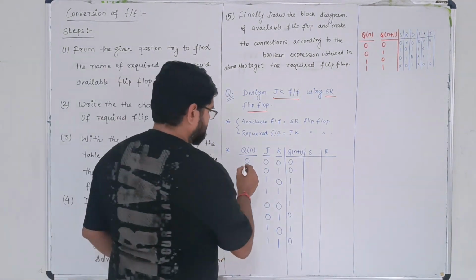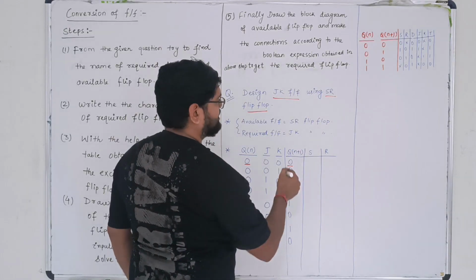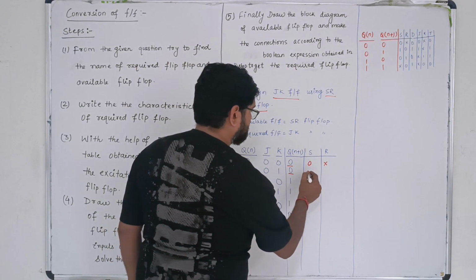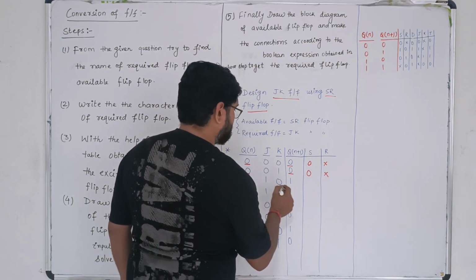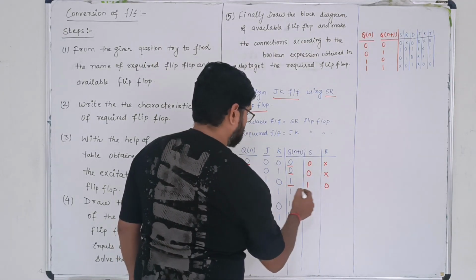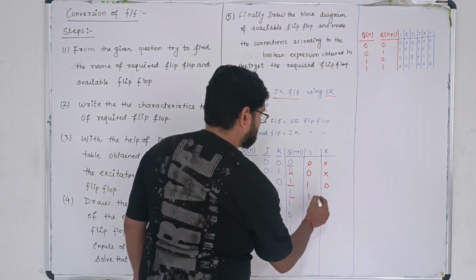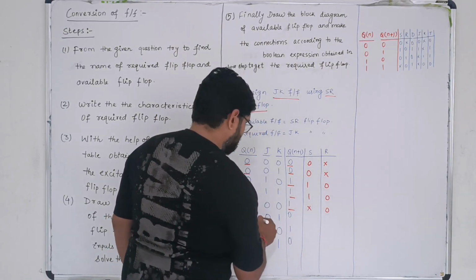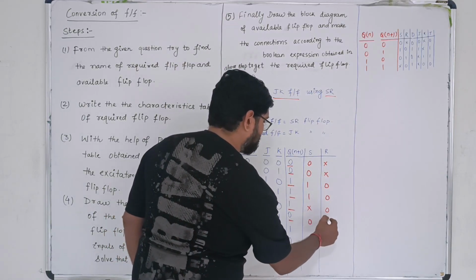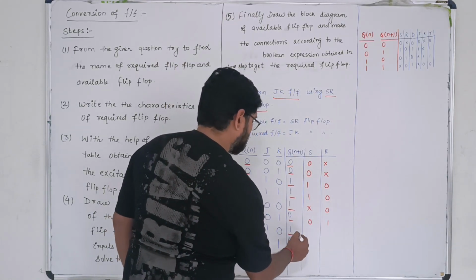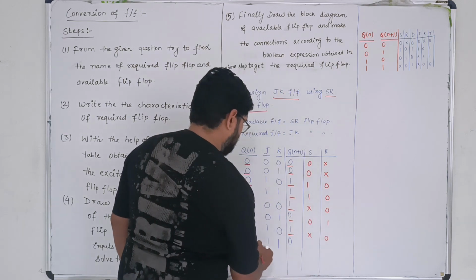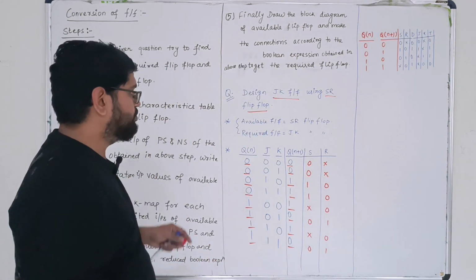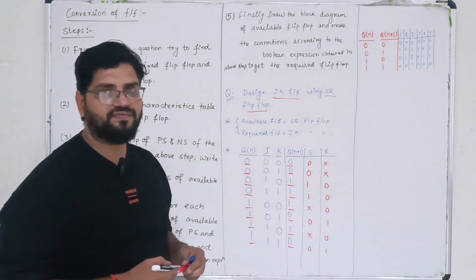So we'll do that. 0, 0: you can say that the value is 0, cross. So I am writing 0, cross. 0, 0 once again 0, cross. Then 0, 1 is 1, 0. Then 0, 1 is 1, 0. Then 1, 1 is cross, 0. Then 1, 0 is 0, 1. Then 1, 1 is cross, 0, and then 1, 0 is 0, 1. So we are able to write the excitation input values of SR.